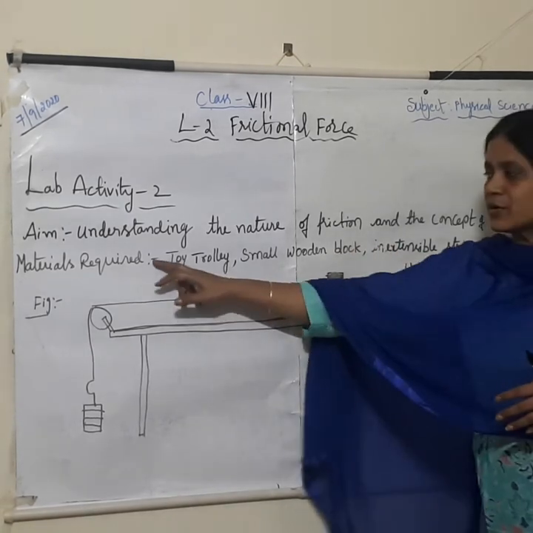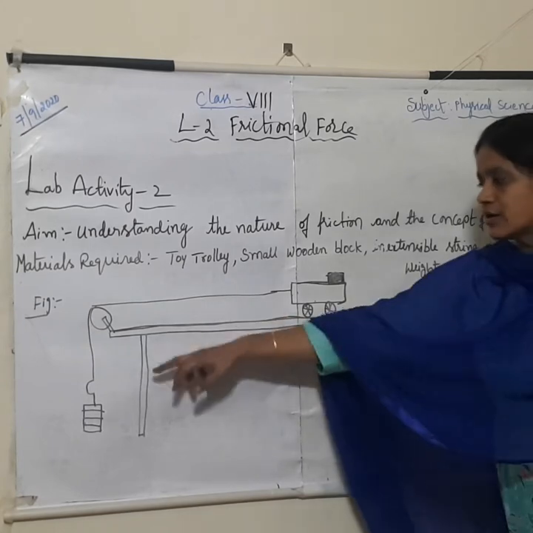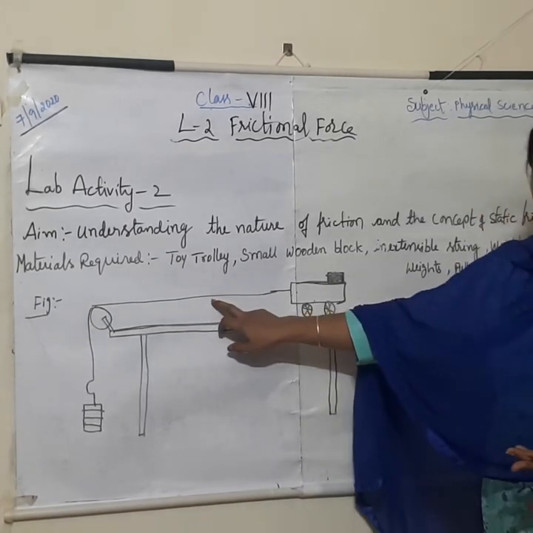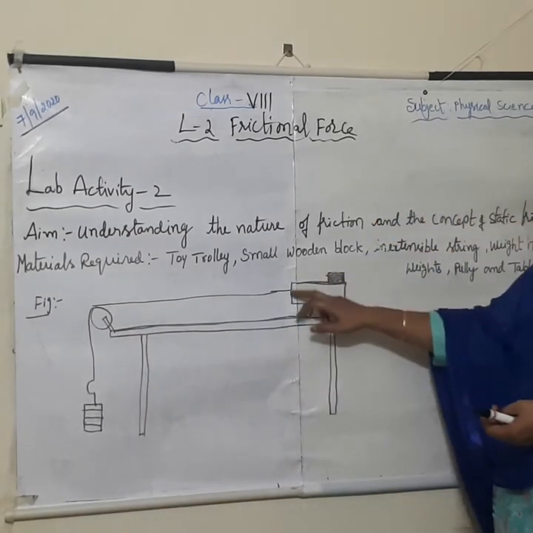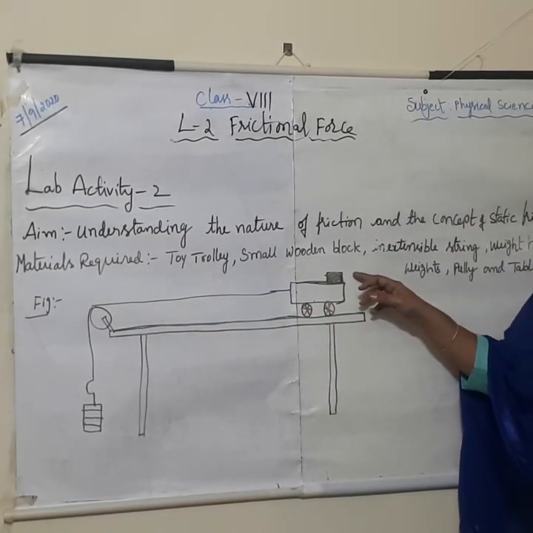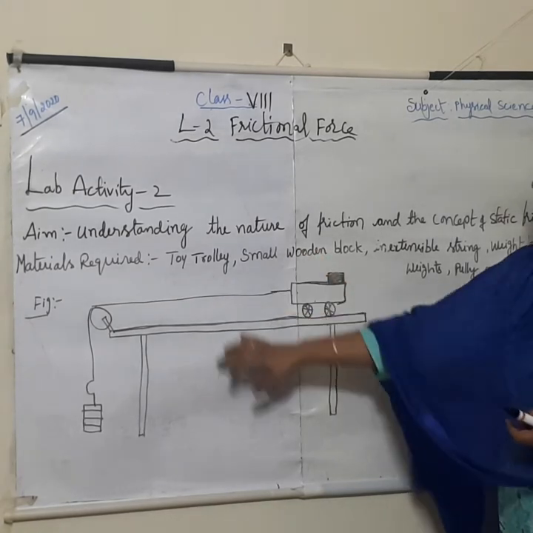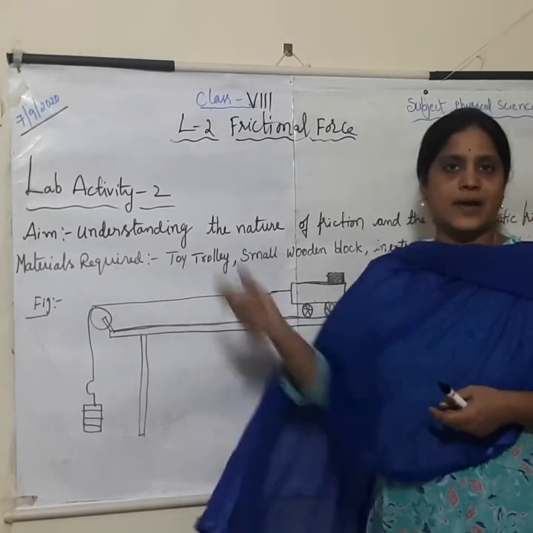Here we are discussing the materials required. So here is the table, this is the string, this is known as the pulley, and here are the weights and hook, this is the toy trolley, and this one is the wooden block. So these are the materials required to do this lab activity.